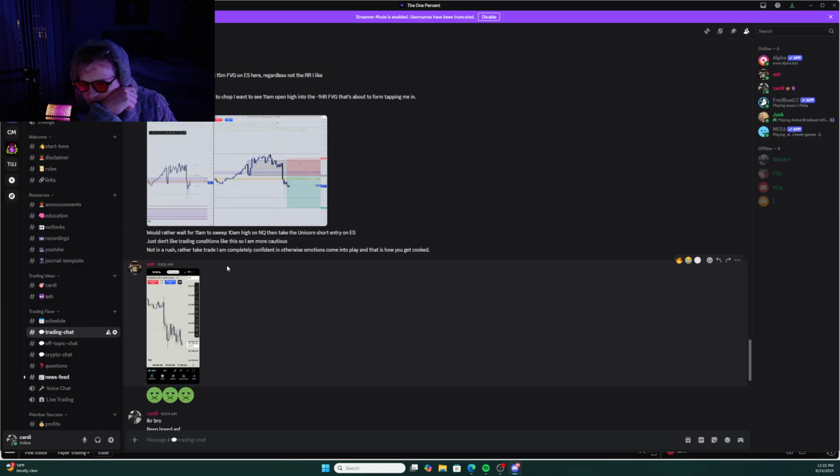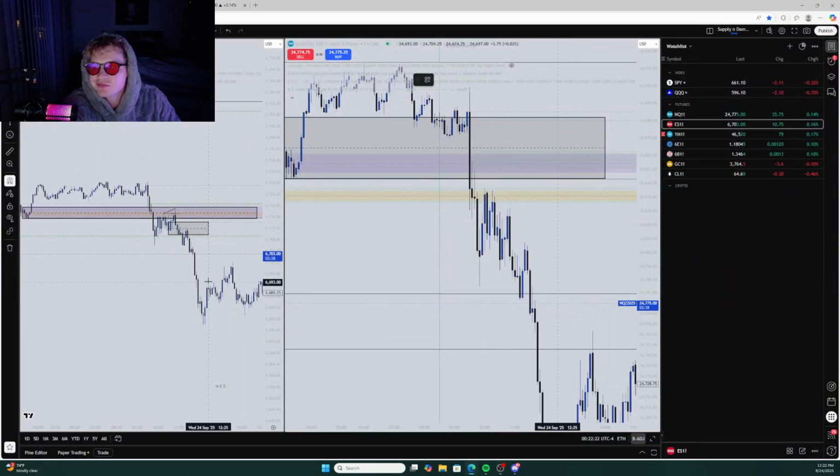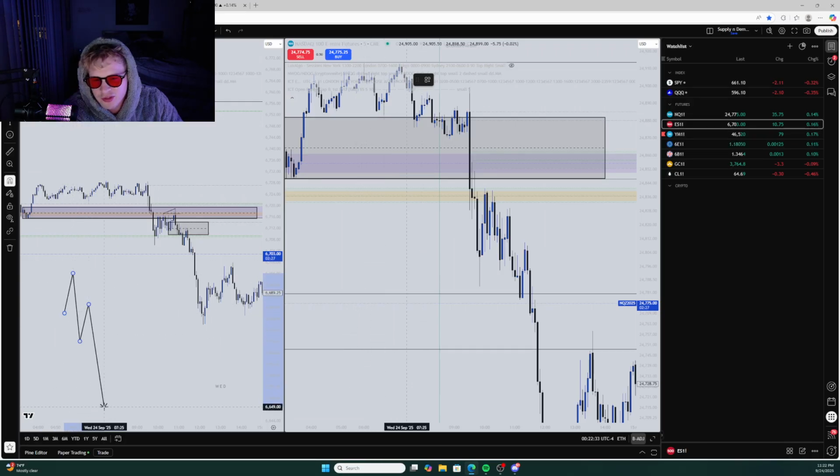I'm more cautious. The reasoning behind me not taking it, first of all, is that this is not my ideal entry, just because I like the unicorn forming right during the session. Especially for the first trade on the fundeds, you need to be somewhat cautious. You need some sort of A++ setup. But I really say, if we get a 9:30 open, manipulation high, this is a trade I'll take.